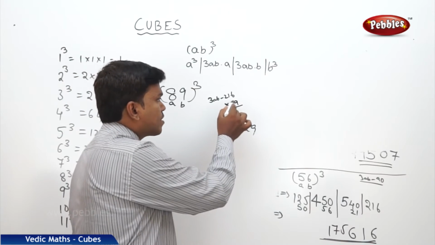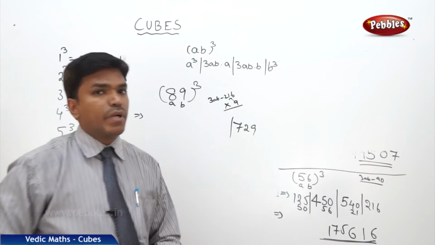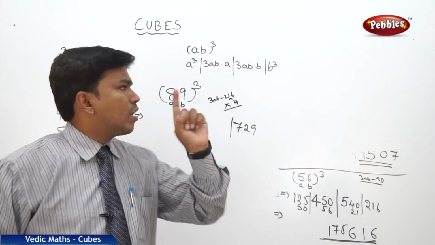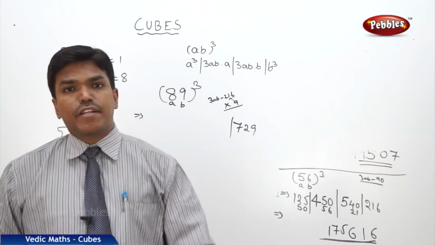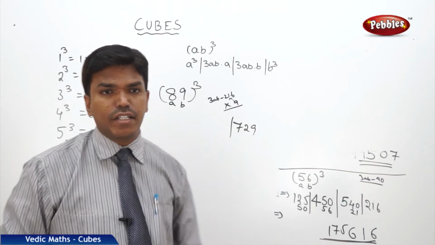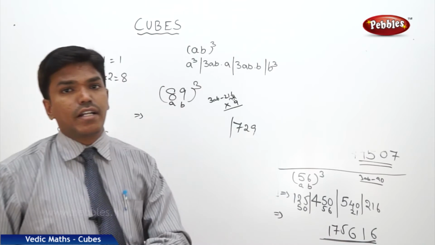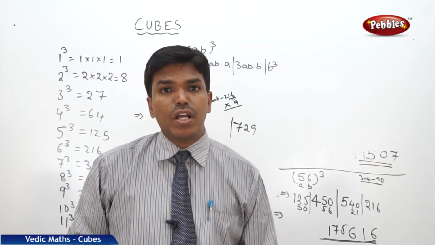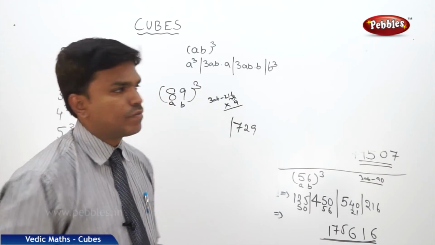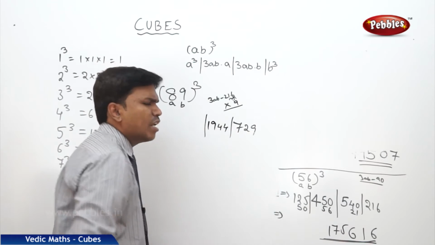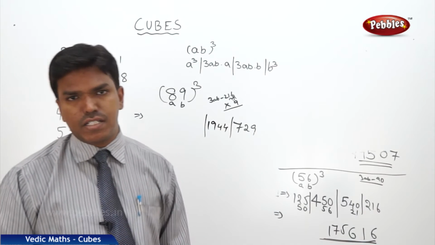Now what is 9 1s are? 9. But don't take it as 9, take it as 90. So 1800 plus 90, how much? 1890. 1890 plus 54, how much? 1944. This you need to calculate in the mind. You will be able to calculate it once you get the practice.